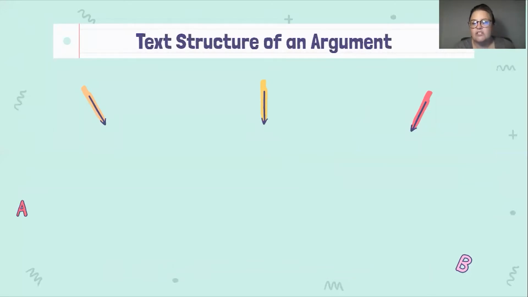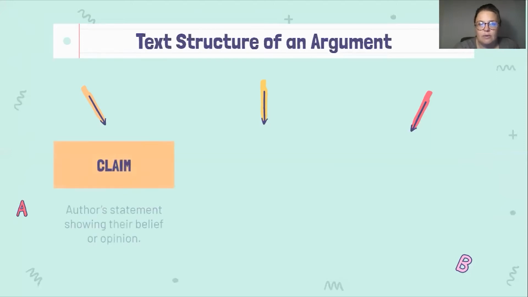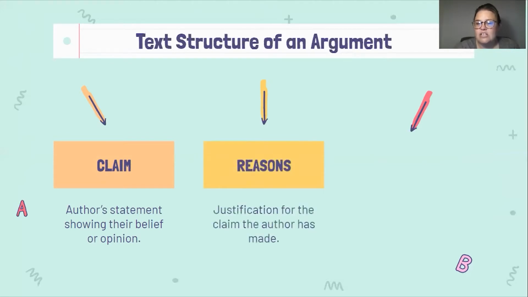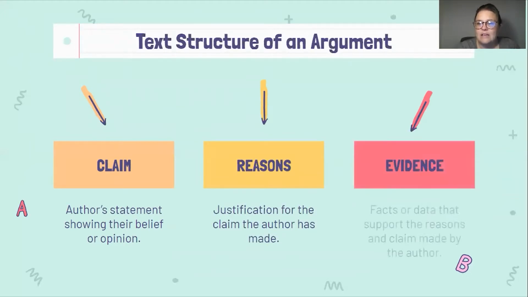There's a certain text structure that argument essays usually follow. First, a claim is usually made. We know a claim is the author's statement that shows their belief or opinion. After a claim is given, there's usually a reason that follows that. The reason is a justification for the claim that the author has made. And then the author gives evidence. The evidence should be facts or data that support the reasons and claim made by the author.